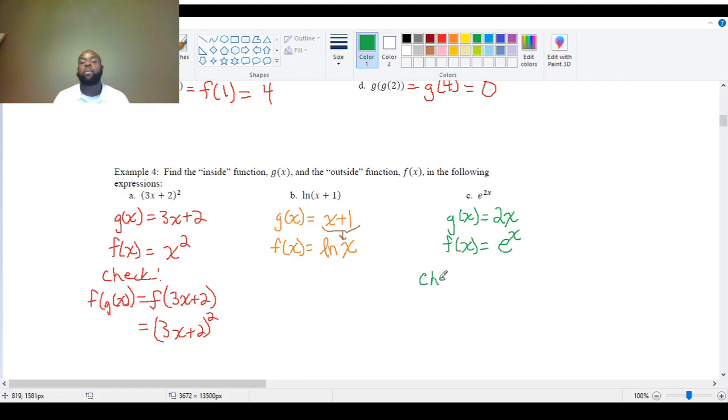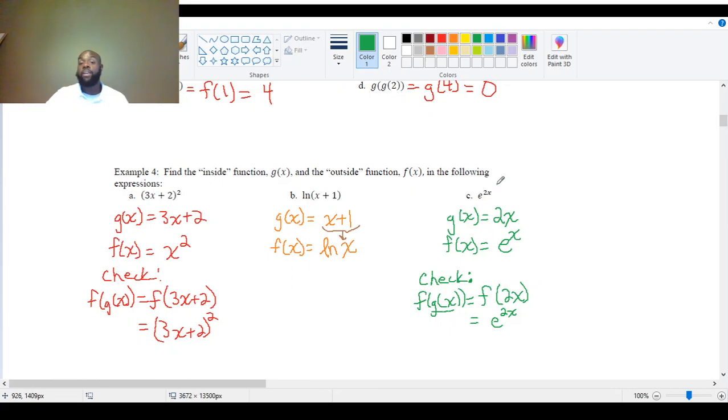Now, this one probably requires you to check yourself, all right? And so I'm going to do f of g of x. So my g of x is 2x. So I replace g of x here with 2x. And then wherever I see a 2x in my function f of x, I'm going to replace it with 2x. Well, I only see it in the exponent of the e, so there we go. We have our solution there, all right?